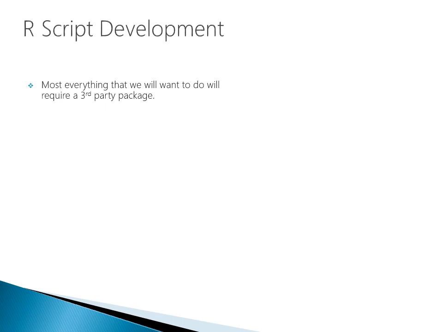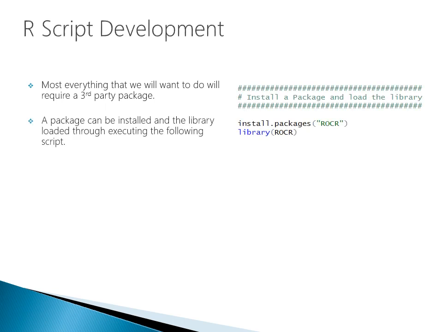Most everything that we're going to want to do will require some form of a third-party package. There are a lot of aspects that you can use the base R for, but in reality we're going to need to use packages. A package can be installed and the library loaded through executing the following script. So install.packages, parenthesis, quotation mark, and then the name of the package that you want to install. Once you do that, in RStudio, what I like about it is it will automatically download any packages that are dependent on this master package.